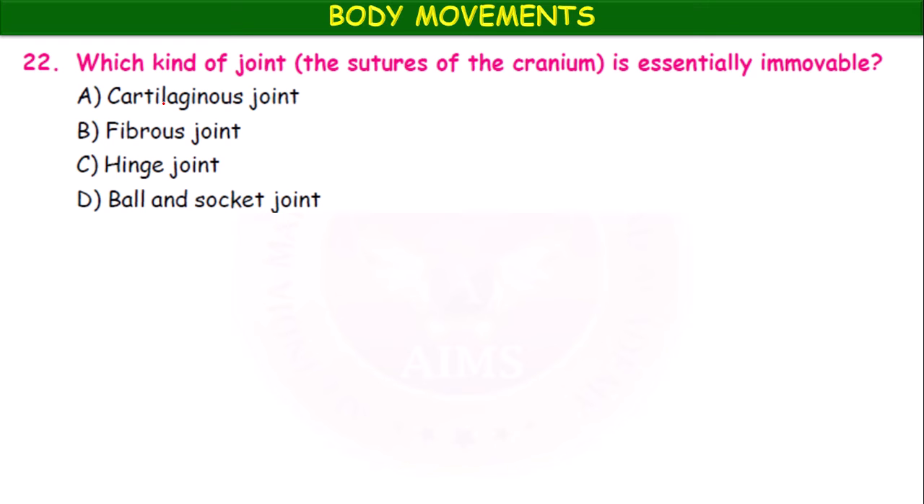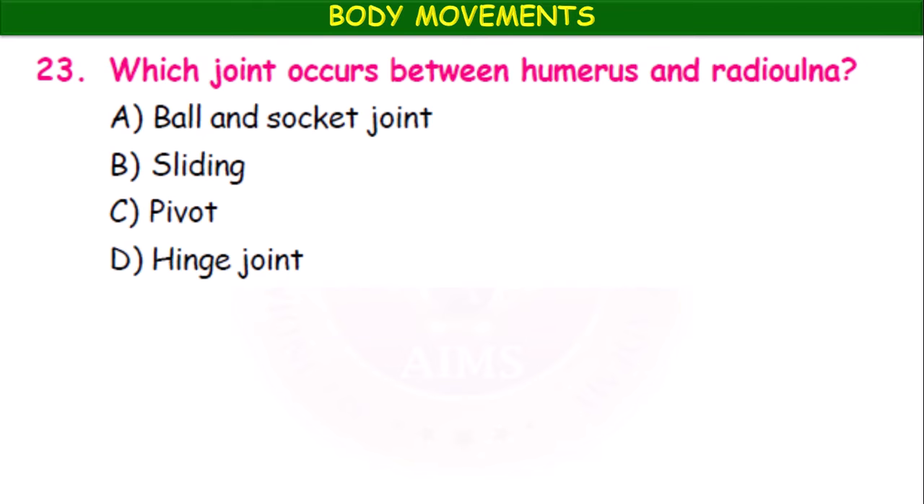So which kind of joint? The sutures of the cranium are essentially immovable. Cartilaginous joint, fibrous joint, hinge joint, ball and socket joint. It is the fibrous joints which are present in the skull, immovable. So which joint occurs between the humerus and radio-ulna? Okay, humerus and radio-ulna. It is a hinge joint, okay, in the elbow region.